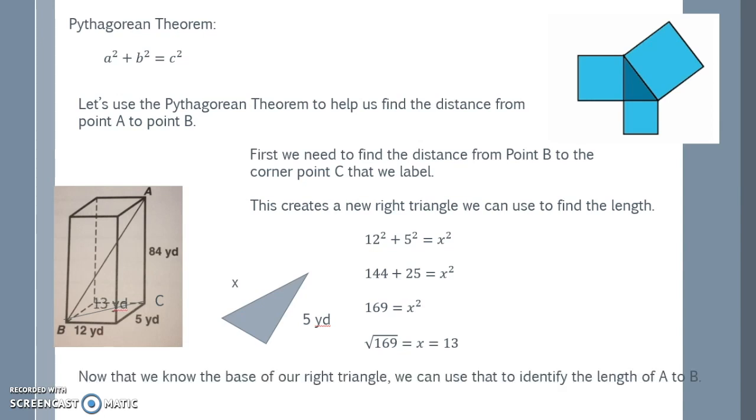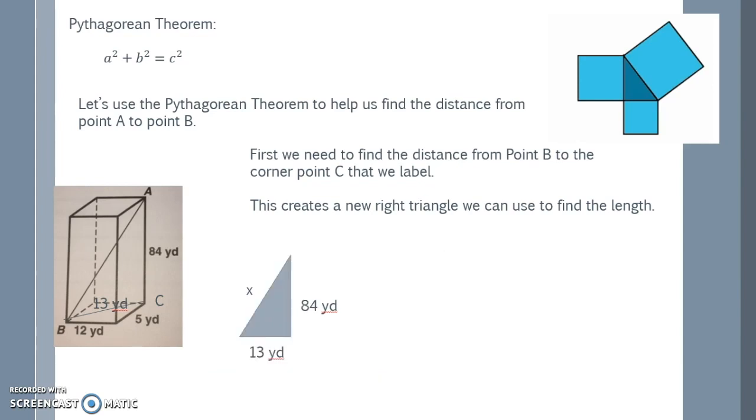So now that we know the base of our right triangle, we can use this now to identify the length of A to B with our new triangle that we have. We know that the bottom leg is 13. We know that our height of this triangle is 84. We need to find the hypotenuse. So 13 squared plus 84 squared is x squared. 169 plus 7,056 is x squared. 7,225, if we take the square root of that, we see that the length from A to B is 85 yards.